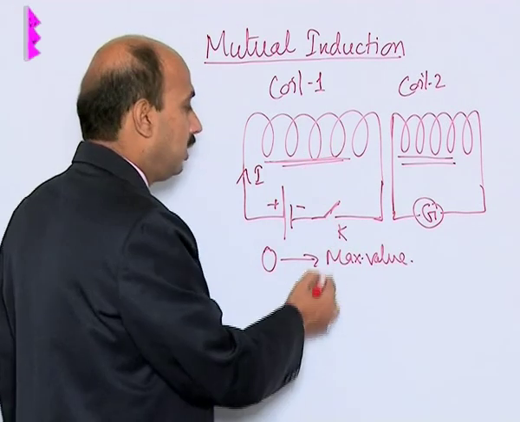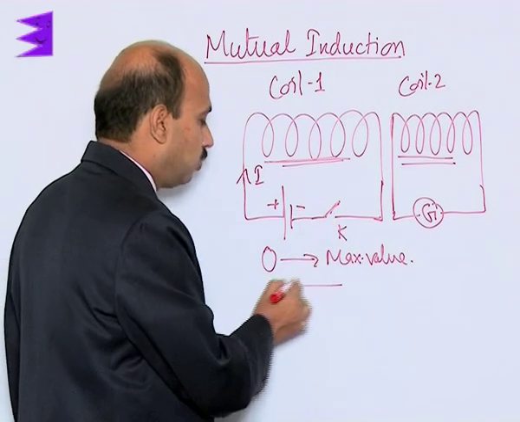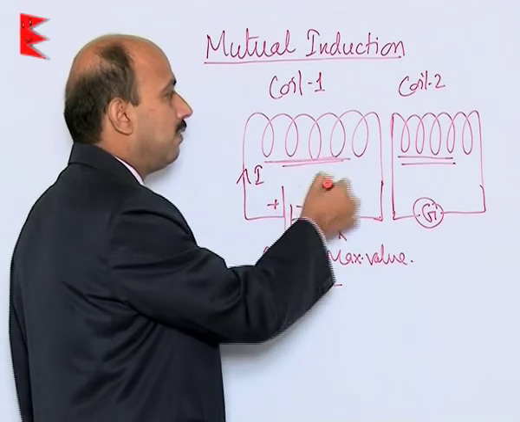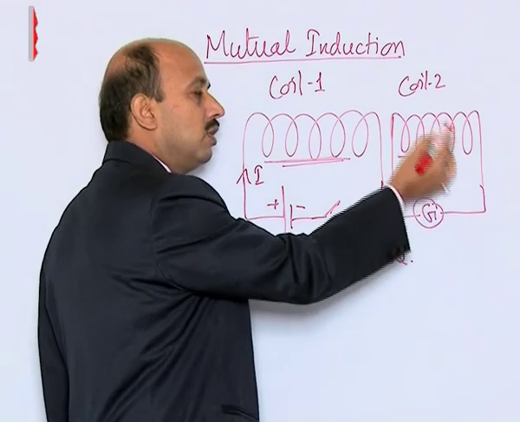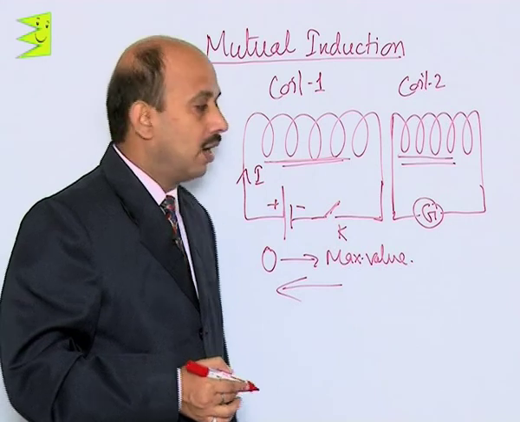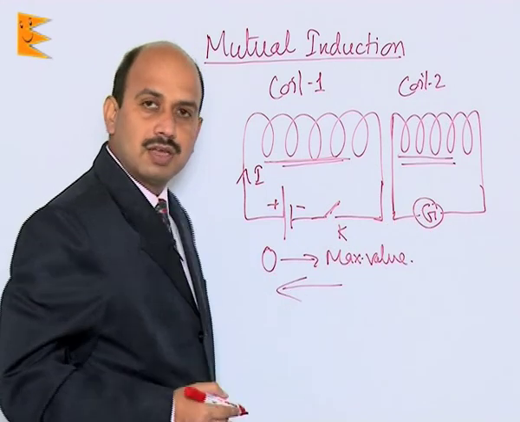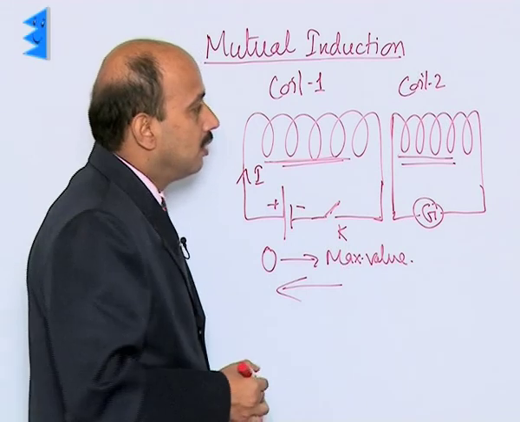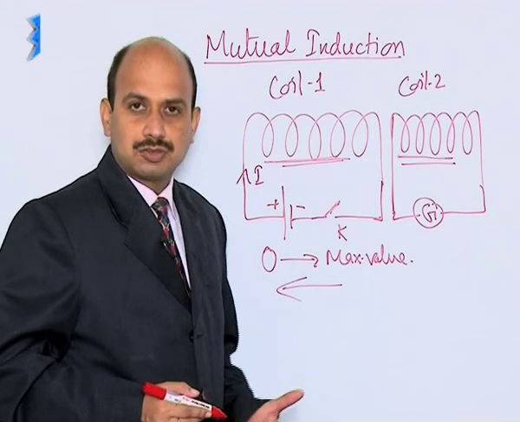Similarly, when the switch is opened, the current reduces from maximum to 0, and when the current reduces, the magnetic flux linked with coil 1 reduces. So, the EMF is induced in this coil which opposes this decrease in the magnetic flux, and because of that there is deflection in the galvanometer to the other side. Initially it was to the right, so now it should be towards the left. This phenomenon is known as mutual induction.